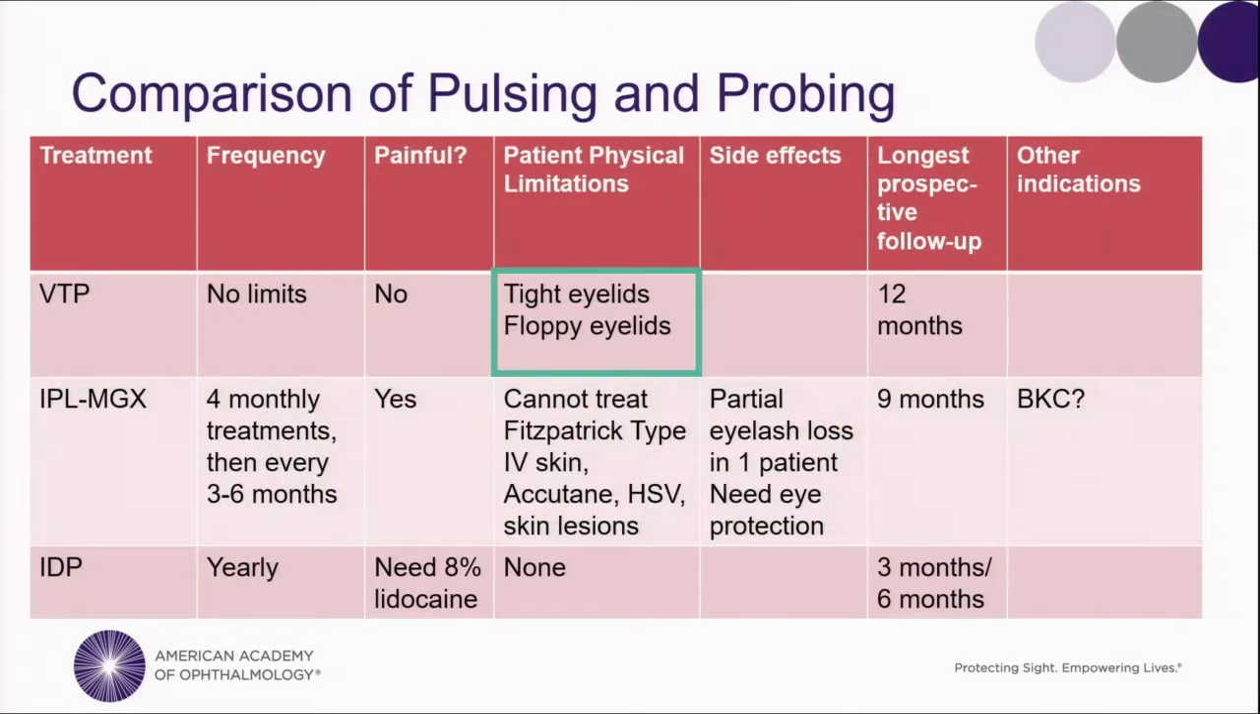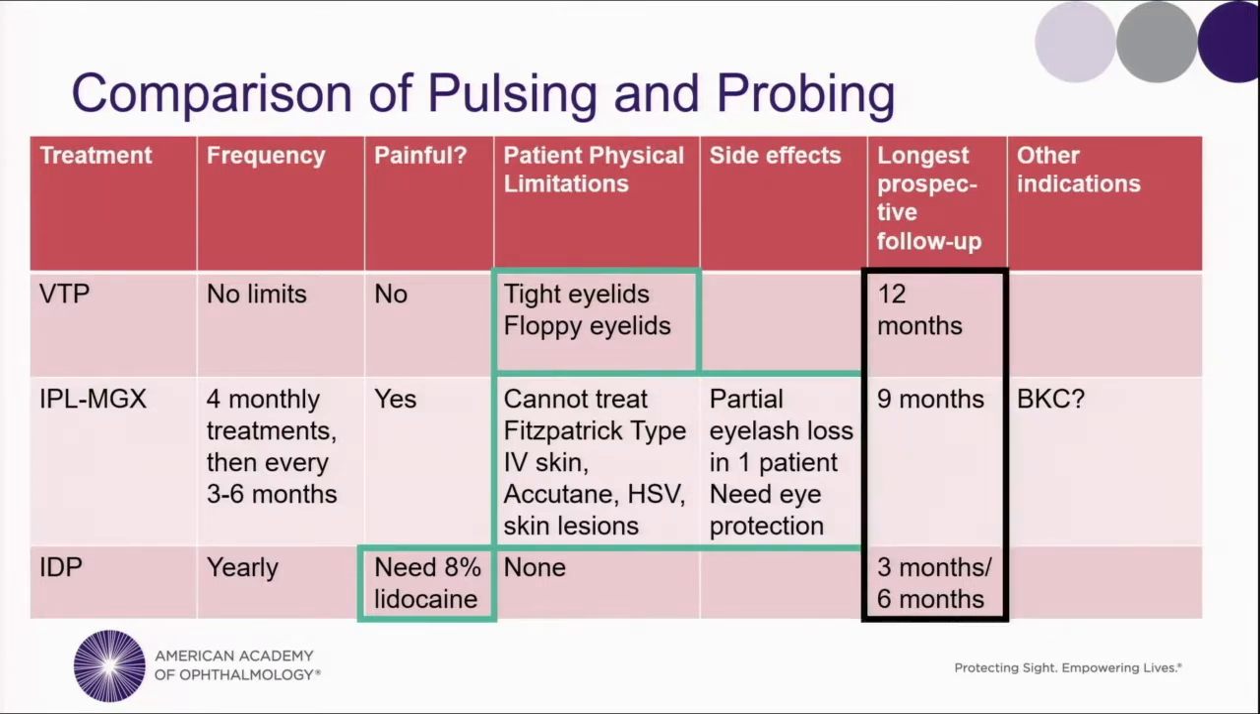So overall, what are the physical limitations? For vector thermal pulsation, this one-size-fits-all actuator is difficult in tight eyelids or very floppy eyelids to stay in place. IPL with meibomian gland expression, we can't treat deeply pigmented patients or those with active skin lesions, and there's concern about eyelash loss if you're treating inappropriately or don't have eye protection. For intraductal probing, you need the compounded lidocaine to make your patient happy. We are limited by the limitation in the prospective follow-up. For vector thermal pulsation, it's up to 12 months, IPL 9 months, and only 3 months in the intraductal probing and 6 months in the case series.